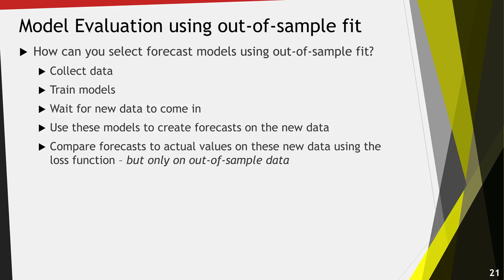So how can we go about selecting forecast models using out-of-sample fit? Well, you could collect some data, use those data to train models, then wait for some new data to come in, and then use those models you trained before to create forecasts on the new data. You'll then compare forecasts to the actual values on the new data using that loss function, but only on that new out-of-sample data.